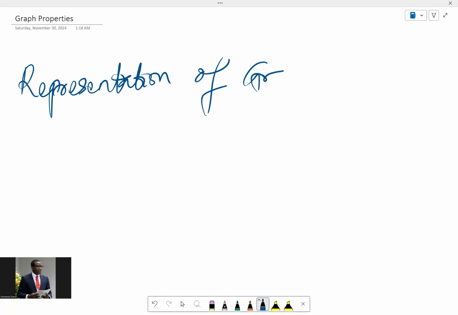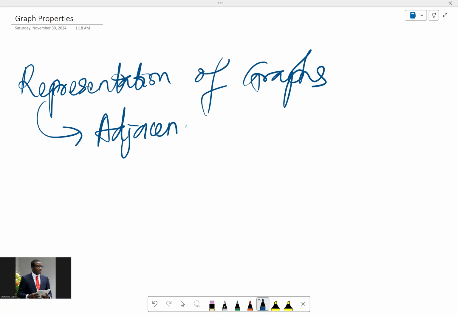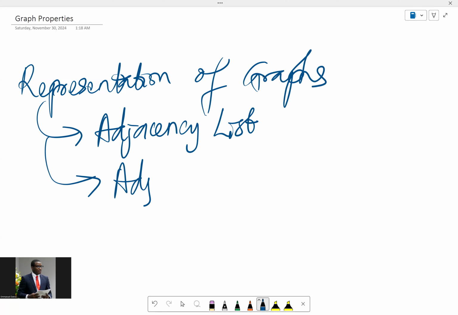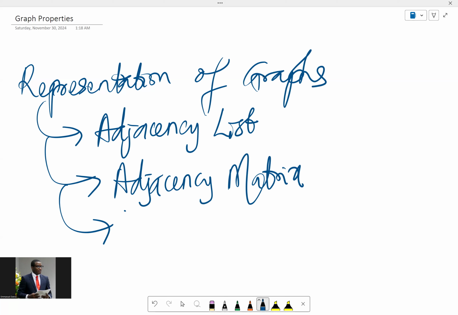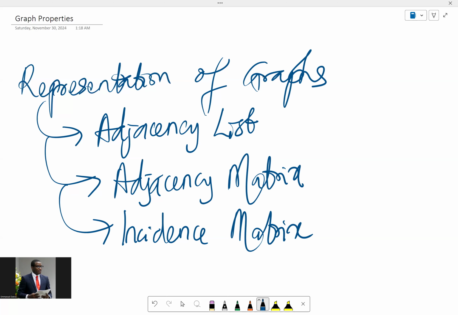Representation of graphs, and we talked about the adjacency list, which was quite clear. We talked about another one, the adjacency matrix. And then we also talked about the incidence matrix. But my explanation for the incidence matrix wasn't that clear, so I want to quickly take care of that before I move on to graph properties here.